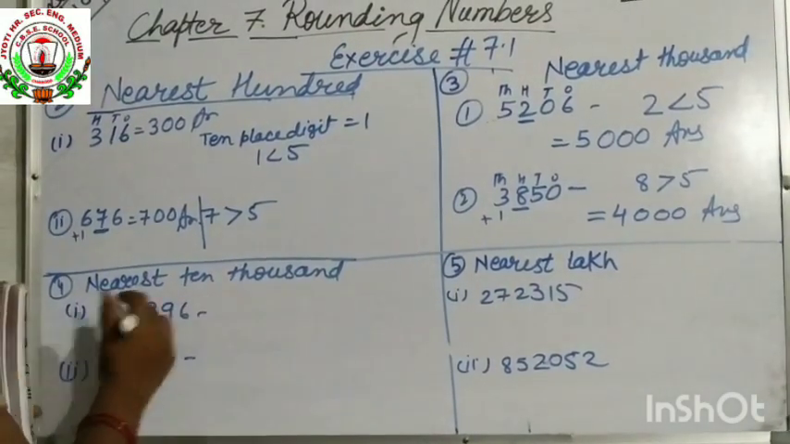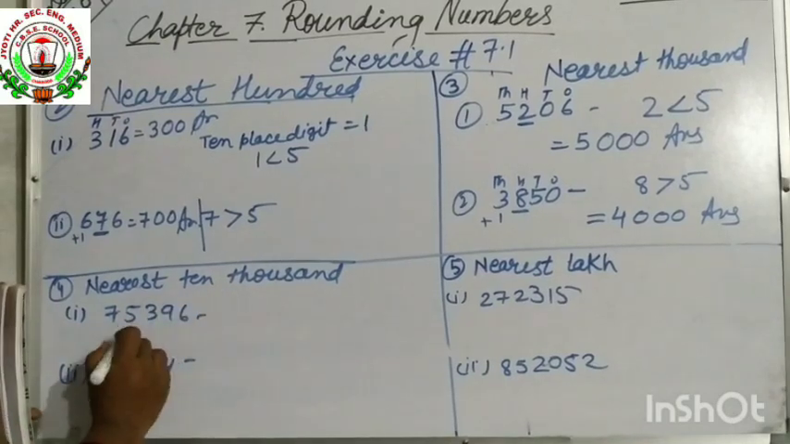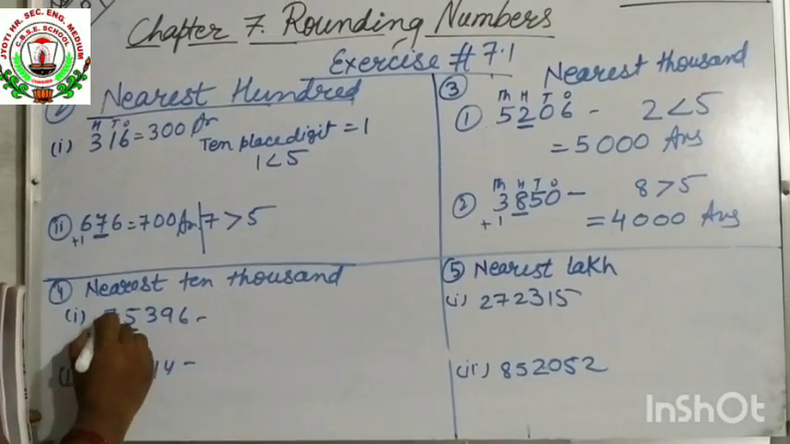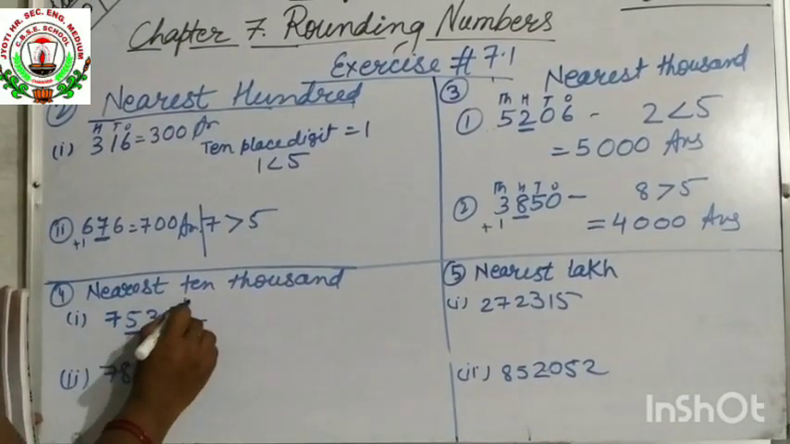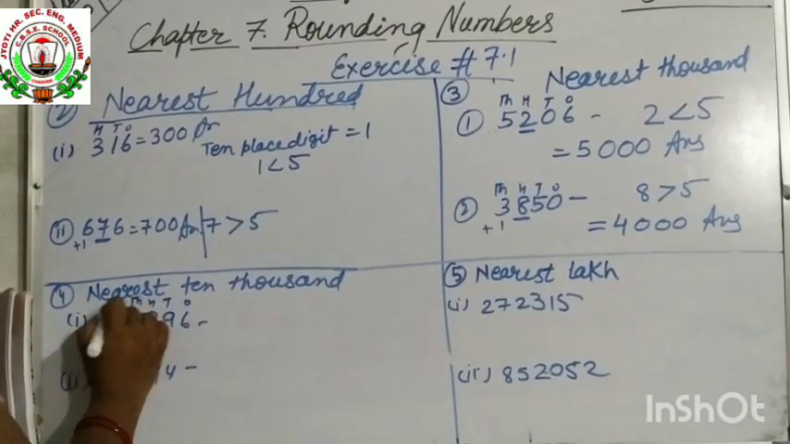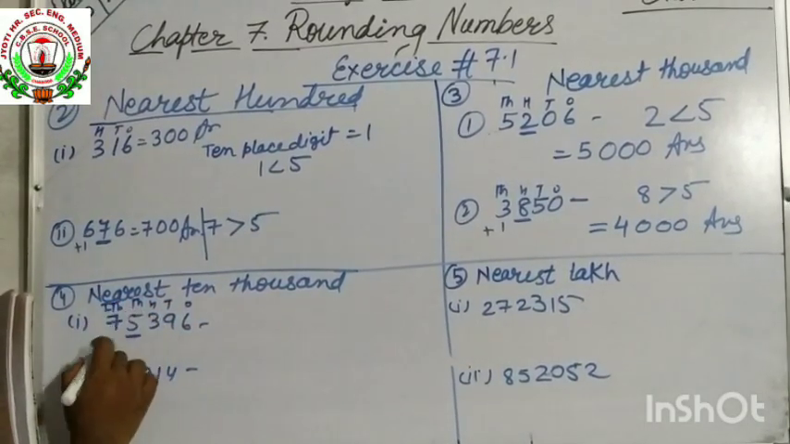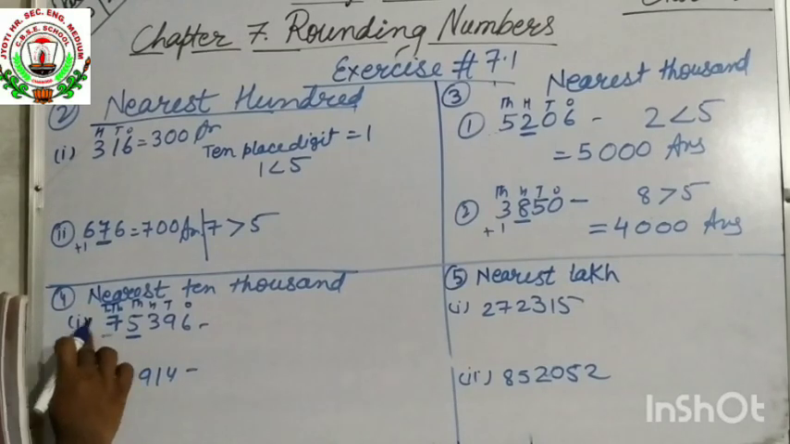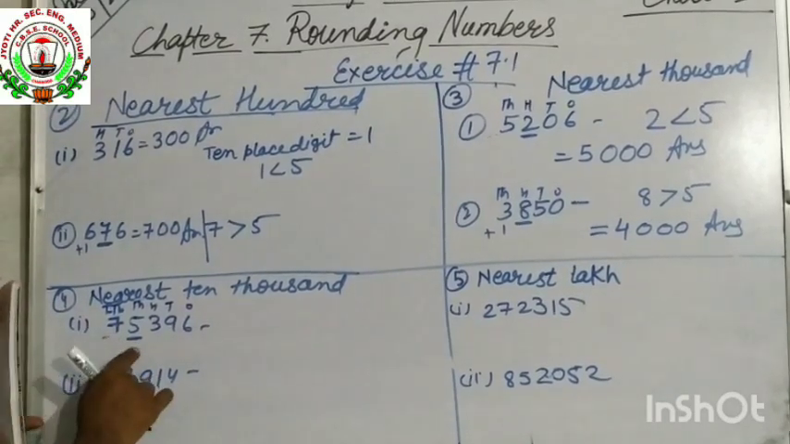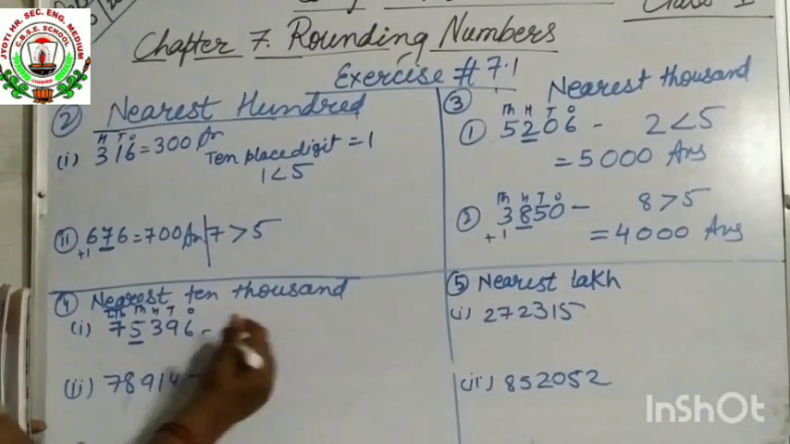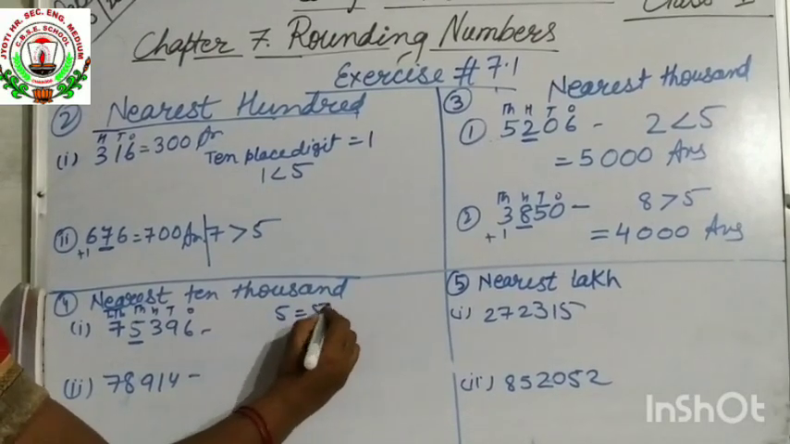Now you will see here nearest 10,000. Here in the nearest 10,000, you will have to see the 1000 place. Okay. It is ones, tens, hundred, thousand, then 10,000. So here it is the required place to round to. Now we will see the 1000 place number, which is 5. Here 5 is equal to 5.